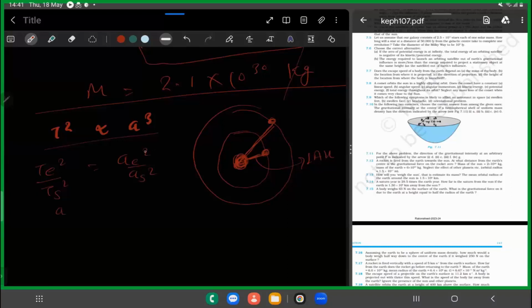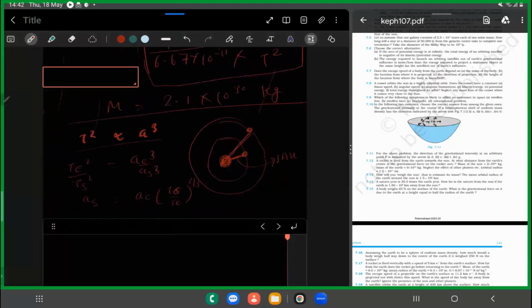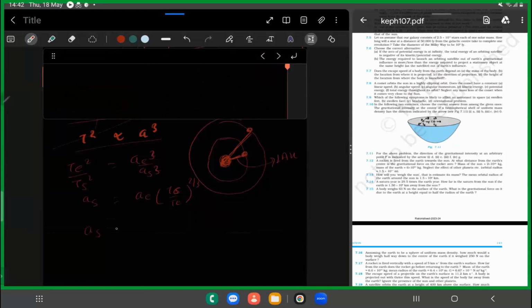So this is cube actually, because it is proportional to the cube of the distance. So AS is basically equal to AE times (TS by TE) to the power 2 by 3. We just have to put the values here, nothing else. So if you put the values here, AE equals 1.5 into 10 to the power 8, as we have seen this distance in the above question as well.